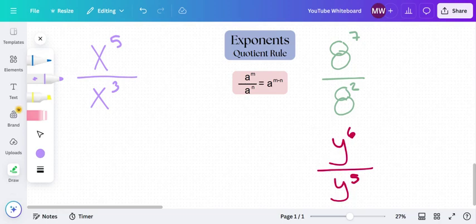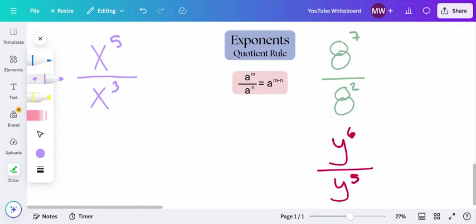That means if our bases are the same and we are dividing them, all we have to do is subtract our exponents to get our new exponent. This makes sense. We've already learned about the product rule, which is the multiplication. When we multiply bases that are the same, we add the exponents. Well, division is the opposite of multiplication. Subtraction is the opposite of addition. So we are doing the opposite of what we would be doing in the product rule.